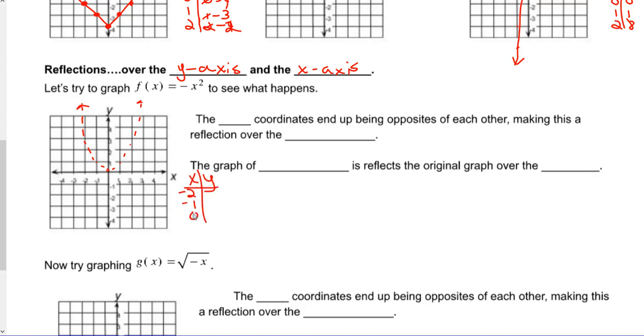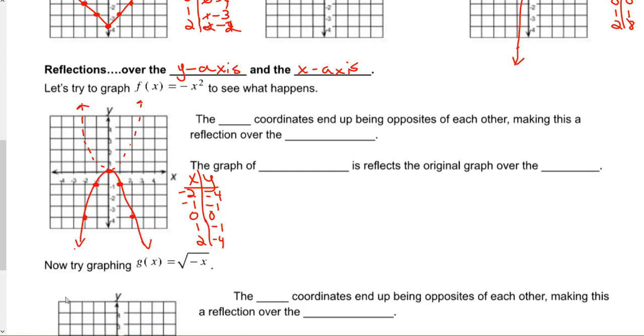negative 2, negative 1, 0, 1, and 2, if I throw that in, square it, and negate it, then I get negative 4. Negative 1 squared is 1, negative is negative 1. 0 squared is 0, opposite of 0 is still 0. Then I get a negative 1 and a negative 4 again there. So, the new graph that I have, negative 2, negative 4 here, negative 1, negative 1, 0, 0, 1, negative 1, and 2, negative 4 gives me this graph that's right here.